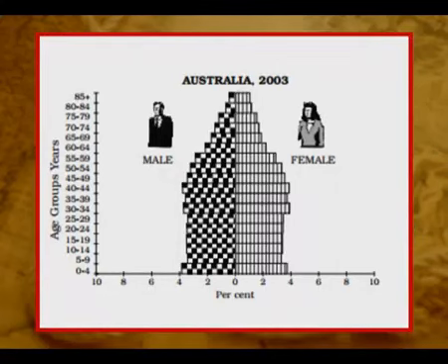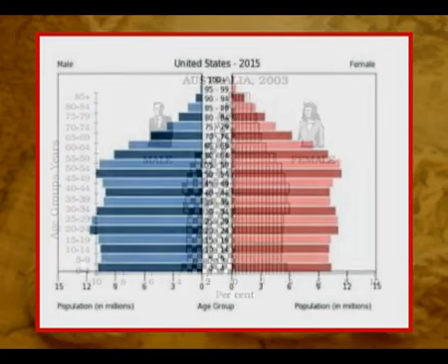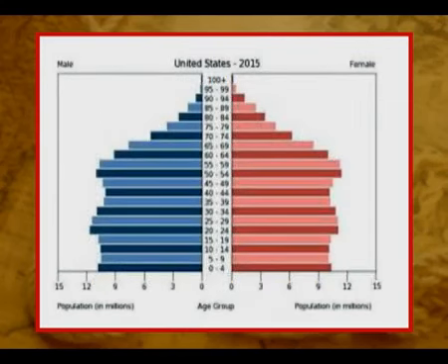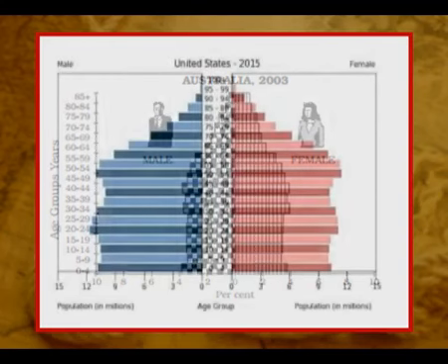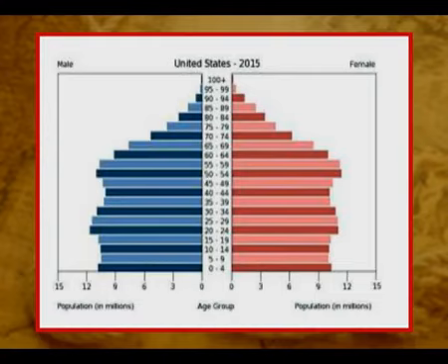The Australian and US populations show a significant number of residents aged 80 and above, showing that increased longevity is much more common in these two countries.